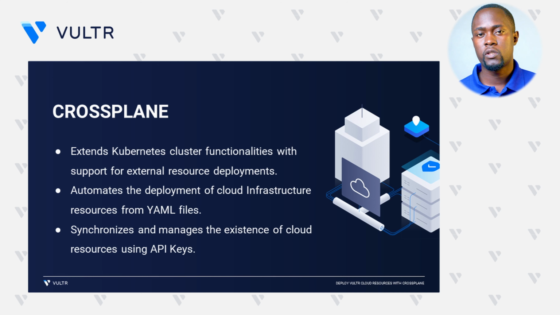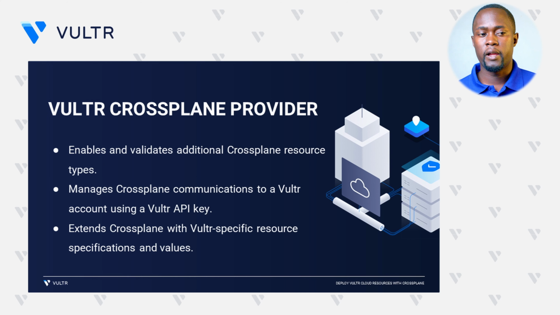How it does this, it uses the Vultr Crossplane provider configuration to authenticate and verify the existence of your cloud resources. The Vultr Crossplane provider is a configuration that resides within your cluster, enables and validates additional Crossplane resource types such as instances, databases, among others, right within your cluster. How it does this, the Vultr Crossplane provider manages Crossplane communications to your Vultr account using a valid Vultr API key. For each Crossplane request that comes into the cluster, the Vultr Crossplane provider configuration validates and uses your Vultr API key to deploy or monitor a resource on your Vultr account.